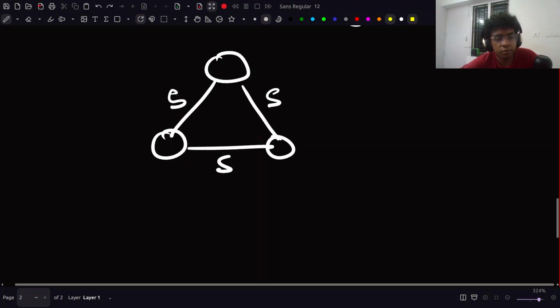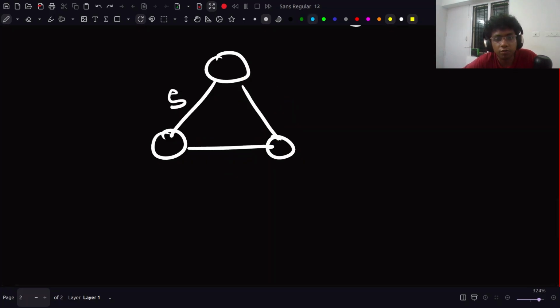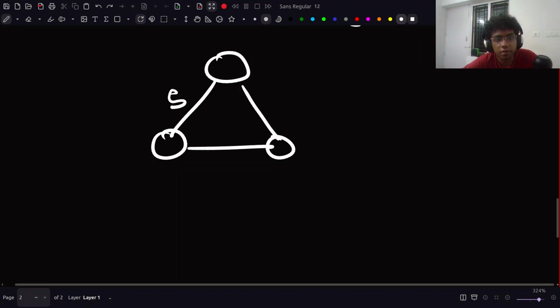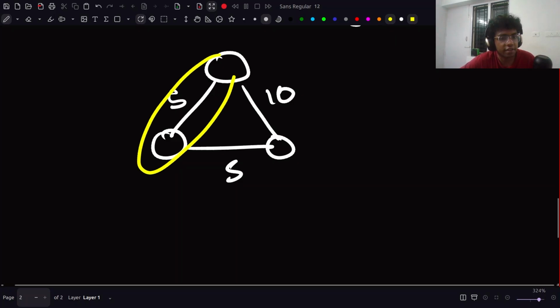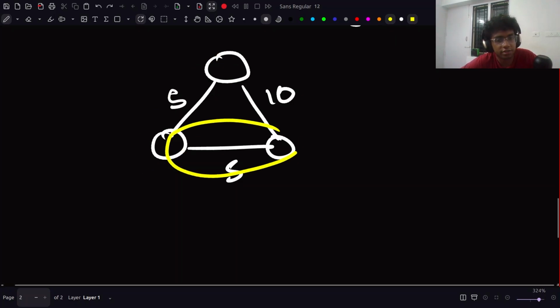So basically what we can say is we get three choices here. Okay, we get three choices. Either we exclude this edge, we exclude this edge, or we exclude this edge. So there are three choices over here. Now what if we had, let's say, 5, 10 and 5. Now in this case again we have two choices, because we can either exclude this edge or exclude this edge.